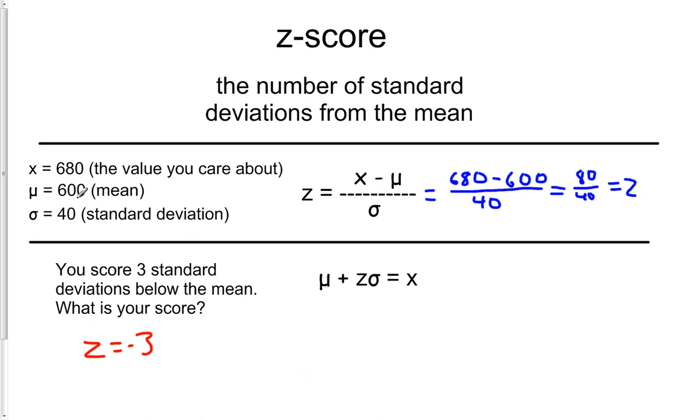And the other values are given to us. So if we go ahead and pop those in together, we're going to have our mean 600 plus our -3 times our standard deviation of 40. And we're going to get 600 minus 120, which is going to come out to 480. So our score is going to be 480 points on this test.